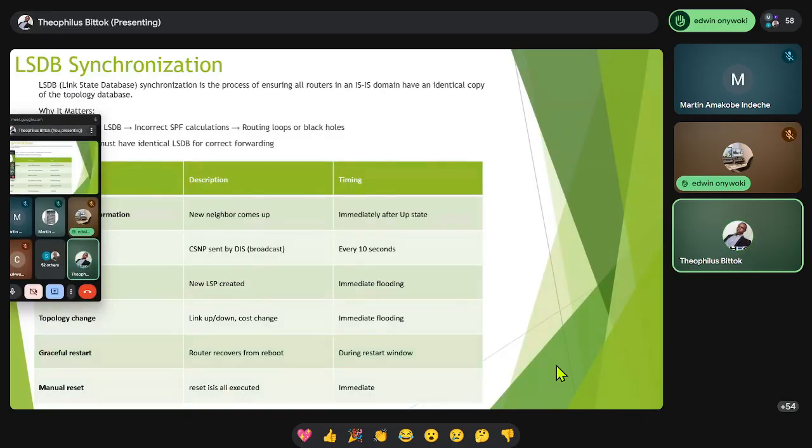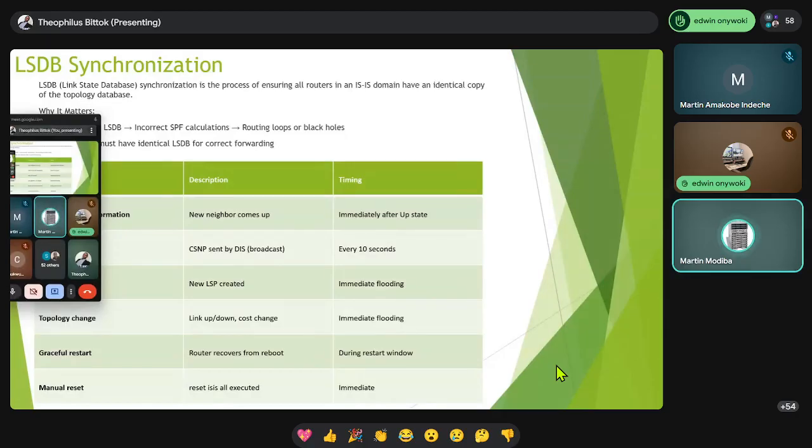I don't know how that happens on OSPF. Martin, if you could have an idea on that? OSPF, oh, there's a lot of variances, but I'll mention a few. It also depends on the design.